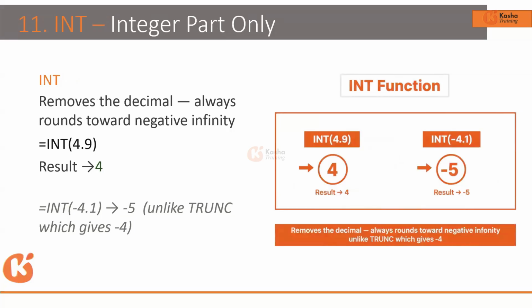Then another function is INT, integer. Integer is just that you remove the decimal. So that is what integer is. For example, you can see 4.9. You remove the decimal, so it will come here as a 5. So that is what integer is.